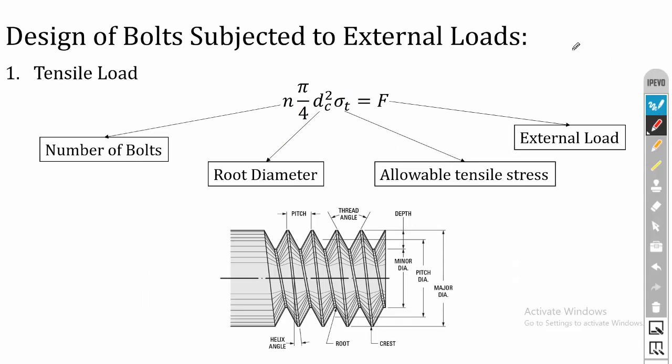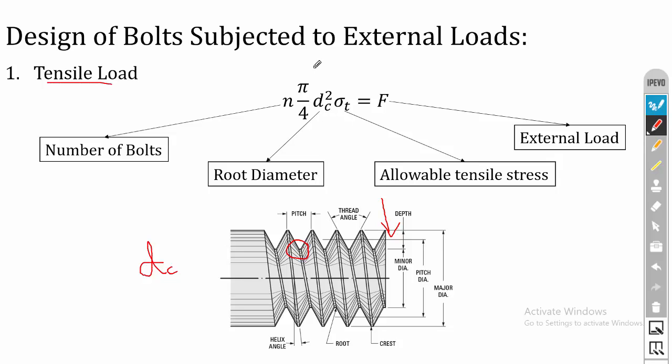The design of bolts subjected to external loads. In general, the bolts are subjected to three kinds of load. The first one is tensile load, the second one is shear load, and the third one is a combination of tensile load and shear load. So first consider the tensile load. Assume that a load is acting like this. When the load is acting like this, the stress will be induced on the thread, and the concentration of stress will be maximum at the root region or the inner diameter. That is, the dc is subjected to a high amount of stress.